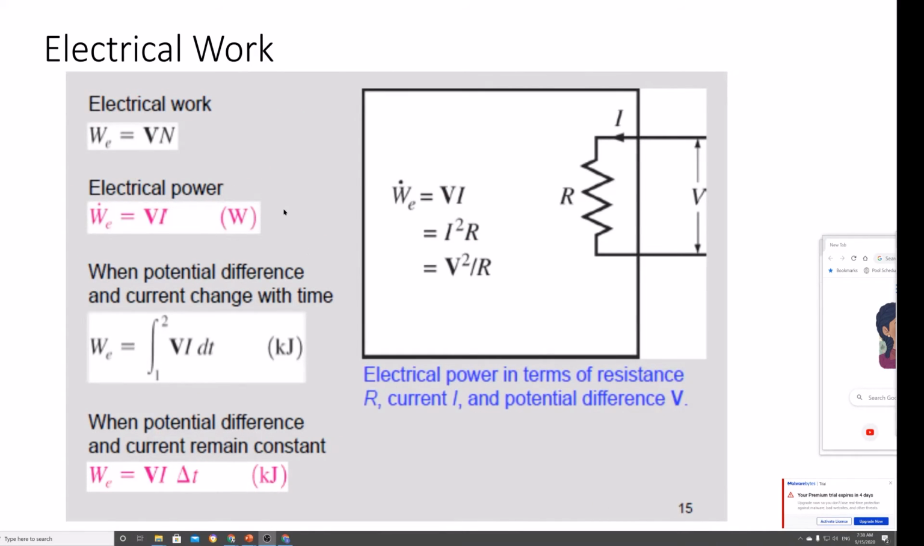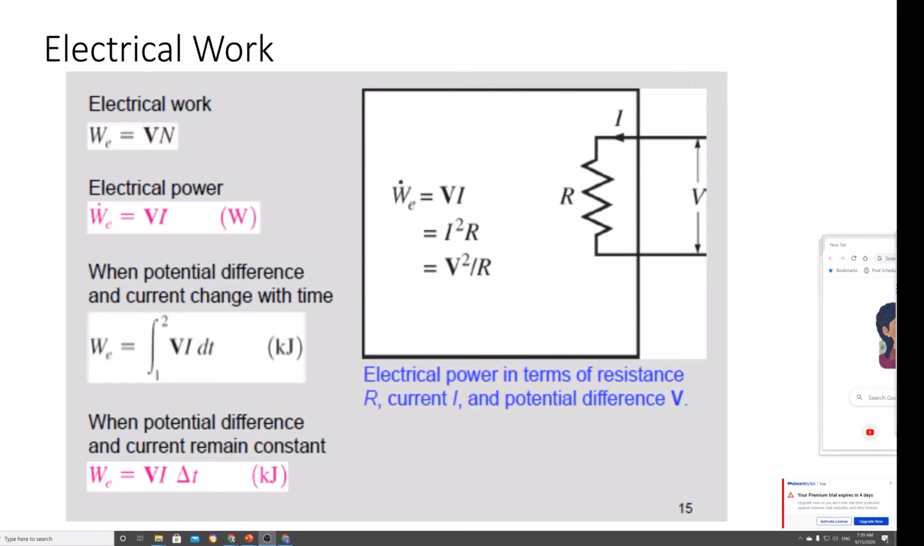Okay, electrical work. In this case, electrical work is just a voltage times the number of coulombs that move through that potential difference. Electrical power is just the rate of work. It's just the voltage times the current.